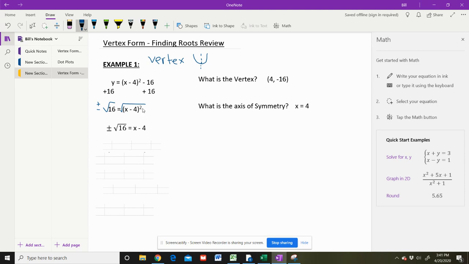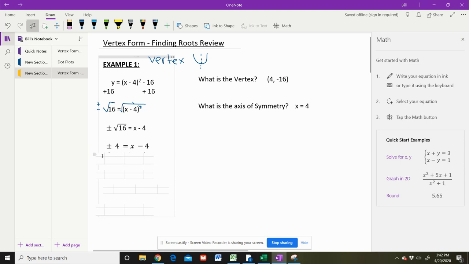So x minus 4, remember the square root symbol eliminates the square, right? They eliminate each other. They cancel each other out. So I'm left with just x minus 4 on this side. And then on the other side, I have plus or minus the square root of 16. Square root of 16 is going to be 4. So we have plus or minus 4 is equal to x minus 4.